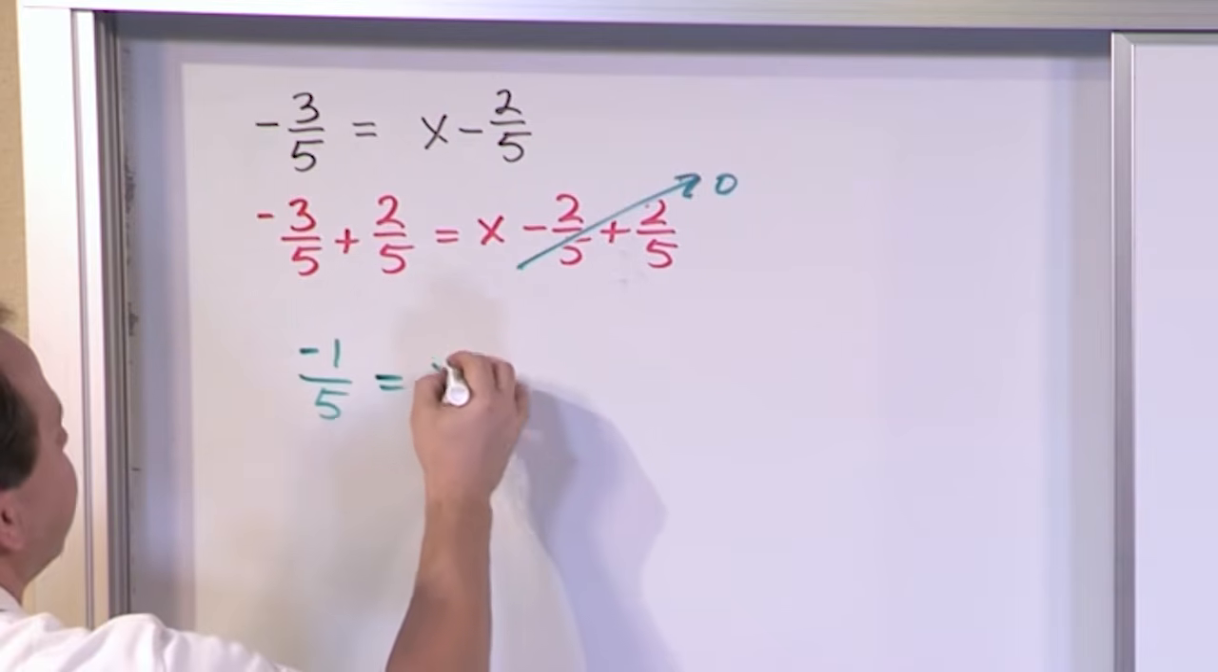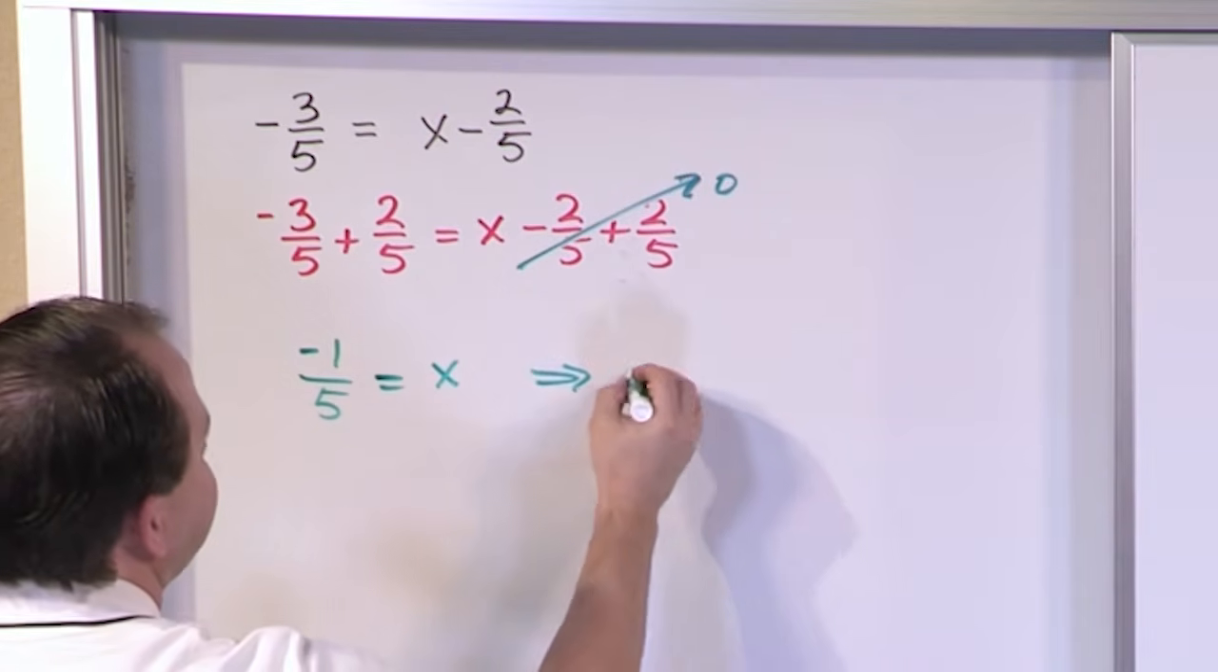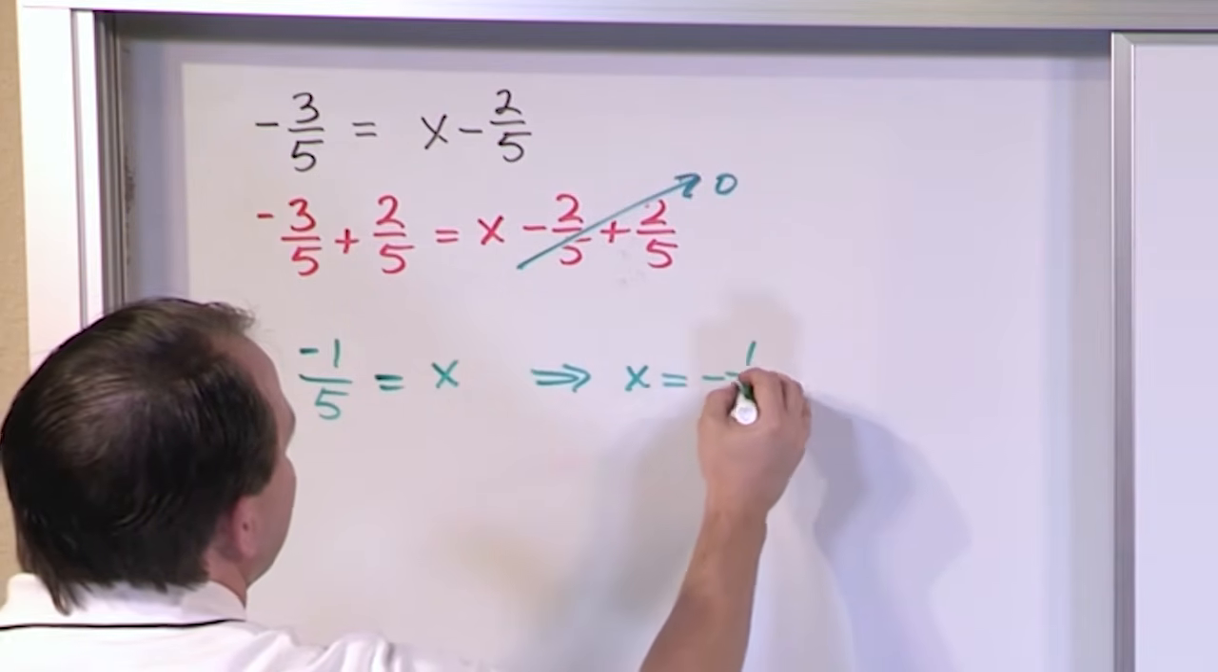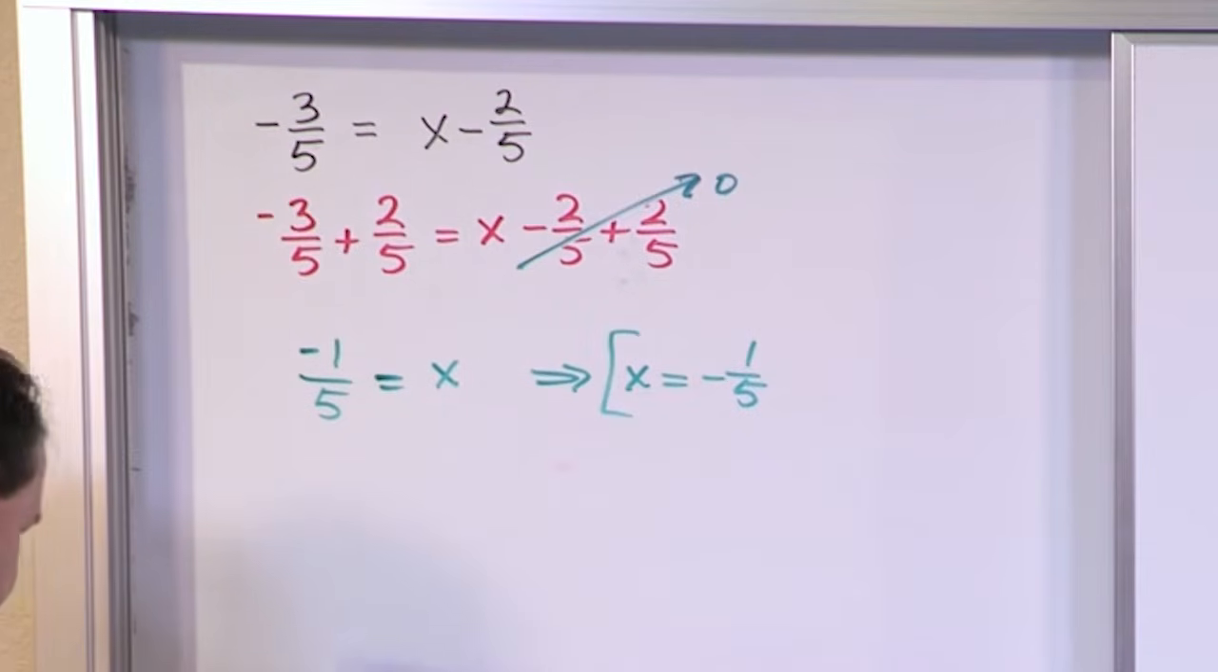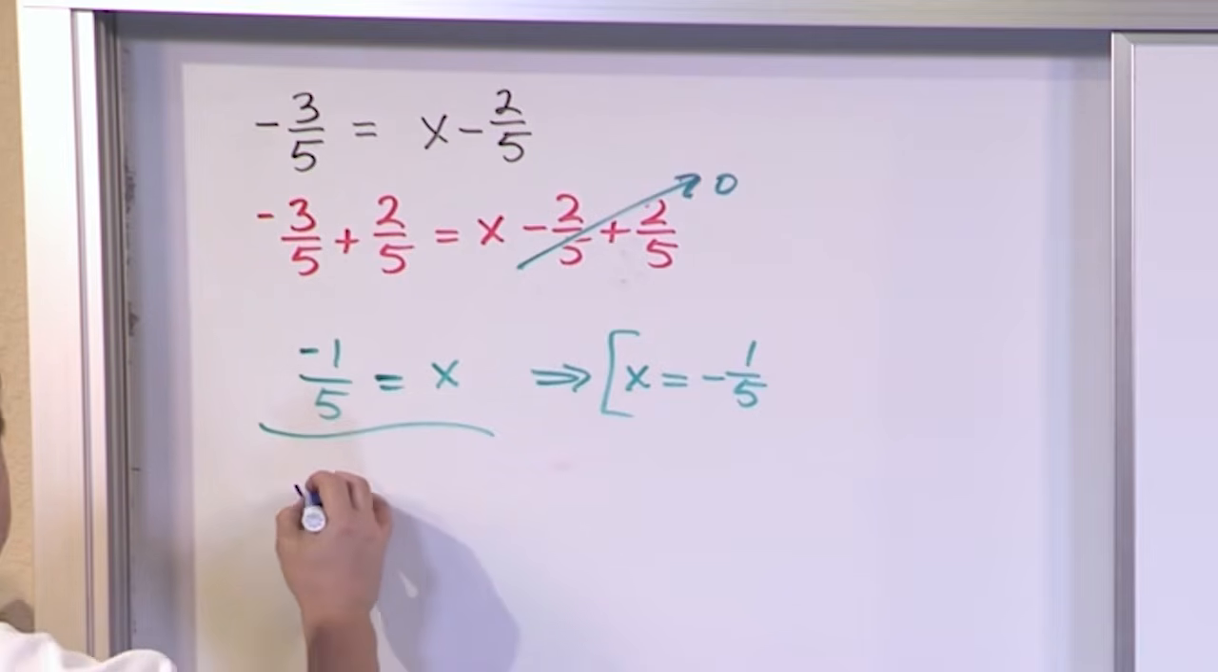On the right-hand side, you get x, which is exactly the same thing as saying x is equal to negative 1/5. X is equal to negative 1/5, and that's the answer. Okay? Now, what do we have next? We're just going to keep working through these guys until it's absolutely comfortable for you.